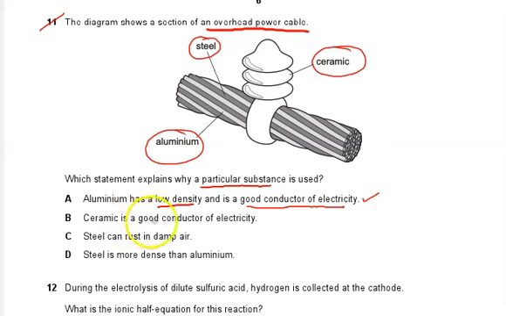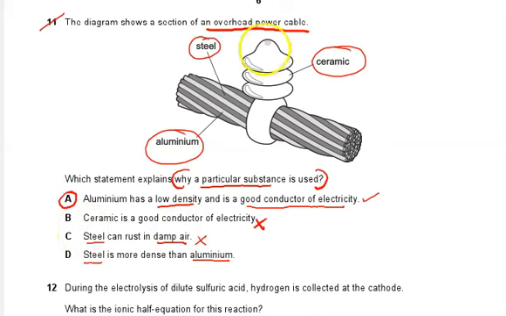Now, ceramic is a good conductor of electricity. Wrong. Steel can rust in damp air. Unlikely. Steel is denser than aluminium. Yes, it is. But why? The question is asking why the particular substance is used. So we could say that A is the best answer.